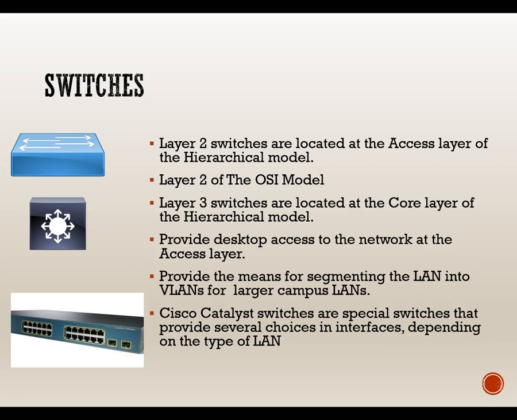The next device set that we're going to look at is the switch. Switches are layer 2 devices. Layer 2 devices are located at the access layer of the hierarchical model, layer 2 of the OSI model. Layer 3 switches are located at the core layer of the hierarchical model. The hierarchical model here is the Cisco hierarchical model, which we will do. Just keep that in mind. There's going to be a 3-layer model that we're going to use.